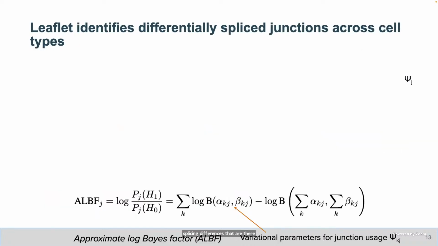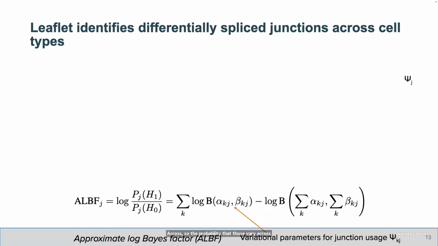So to touch on another useful thing that leaflet can do: it can conduct differential splicing analysis simultaneously, right? While we're learning the cell state assignments, we can also find the junctions that are differentially spliced between them. To give these junctions a formal score, we use the approximate log Bayes factor here, which is determined by comparing the probabilities that the parameters alpha and beta, which are just those variational parameters for modeling our psi latent variable, vary across K cell states with the probability that they're essentially the same across K cell states.